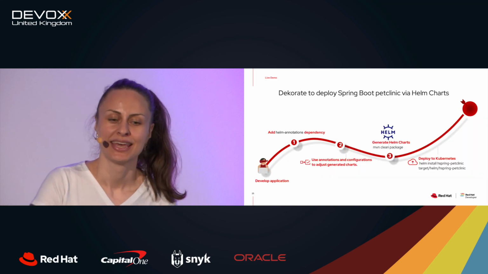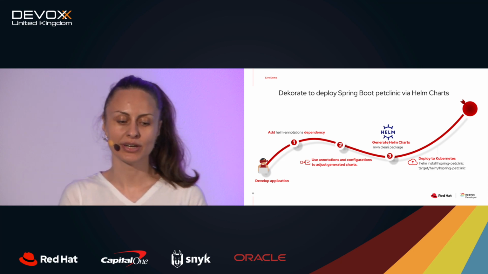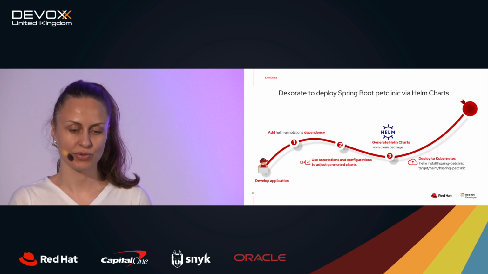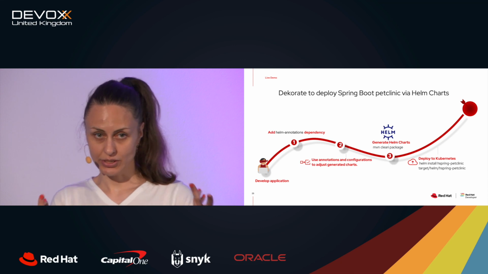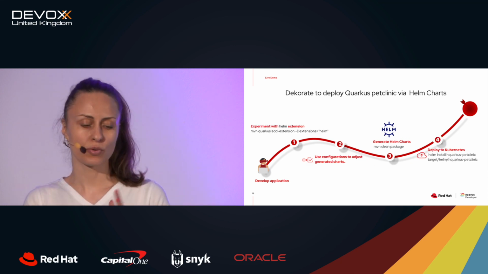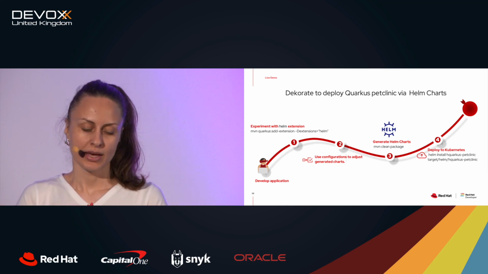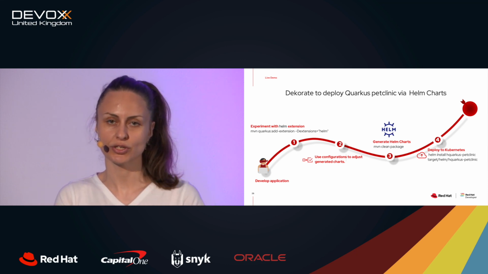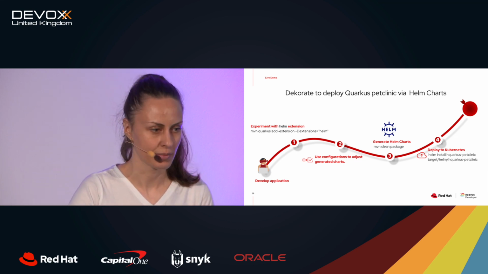Summarizing it again, how do you decorate an application like SpringBoot Clinic with Helm charts? I added the Helm annotations dependency. I could use annotations and configuration to adjust generated charts. And again, mvn clean package, and just use the Helm CLI to install my charts. Moreover, for Quarkus, I added the experimental extension for Helm. I used the configurations to adjust the generated charts, and of course, clean package and install it with the Helm CLI. So pretty much similar experiences when working with Helm.